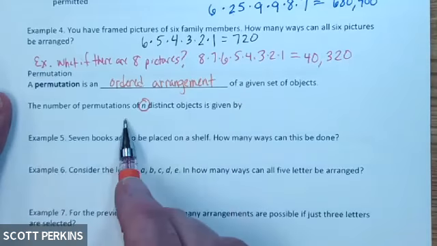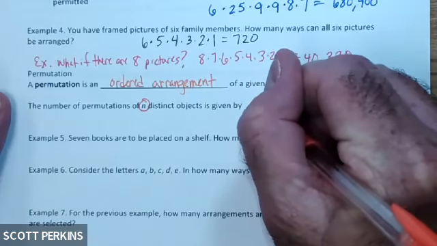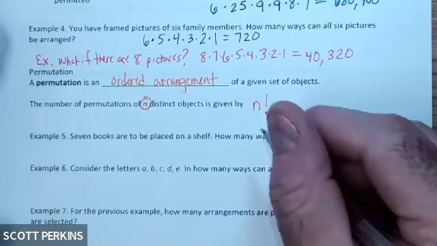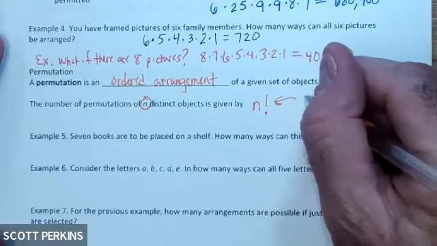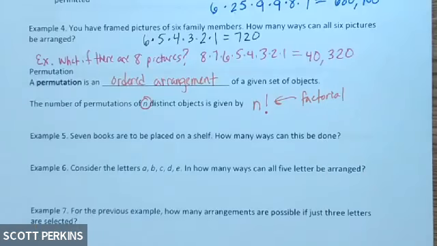The number of permutations of n distinct objects is given by n with an exclamation point. That doesn't mean to say n real loud, like I'm real excited, I got the answer. What this exclamation point stands for is factorial. And what it means is whatever number n is, you start there and then multiply by all the whole numbers down till you get 1.